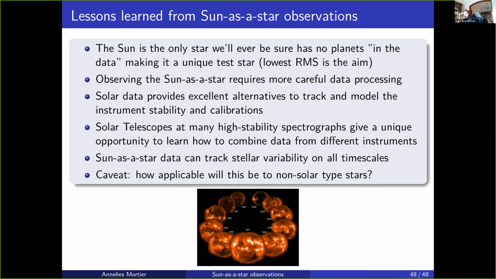Hello, thank you for the presentation, Annelies. I have a small question on the comparison between the different instruments. The radial velocities that you computed, were they computed using the same wavelength range that is common to all instruments? Or just use whatever comes from each instrument and look at it at the end?